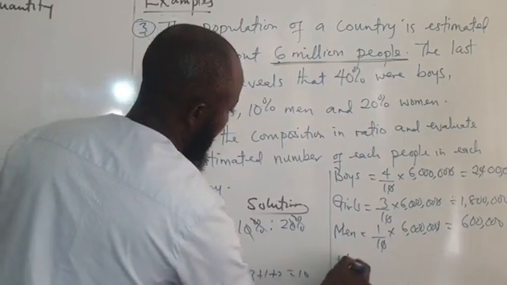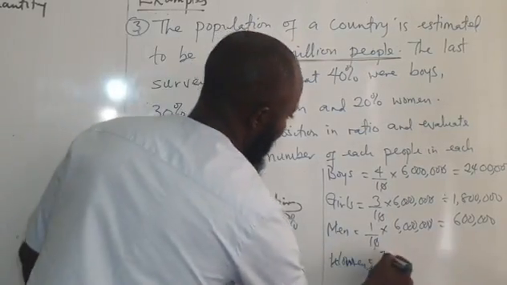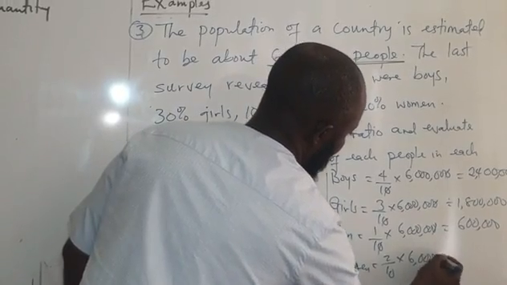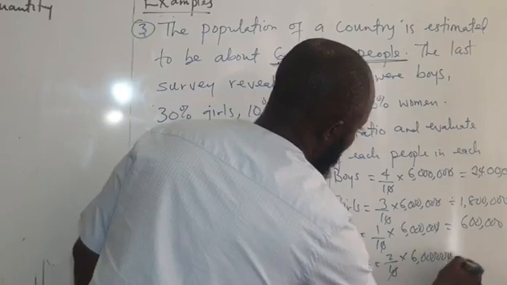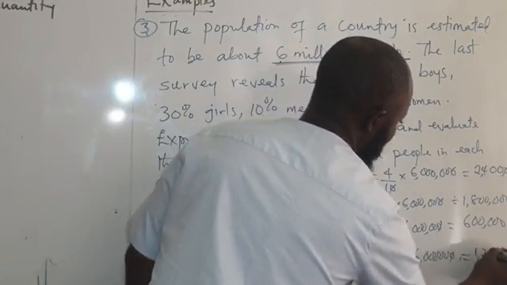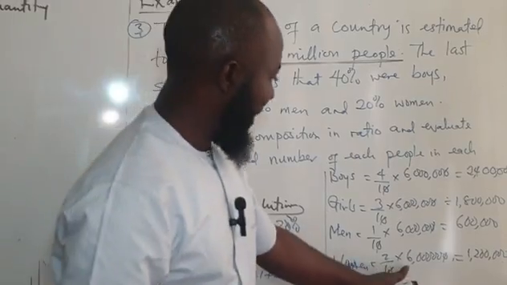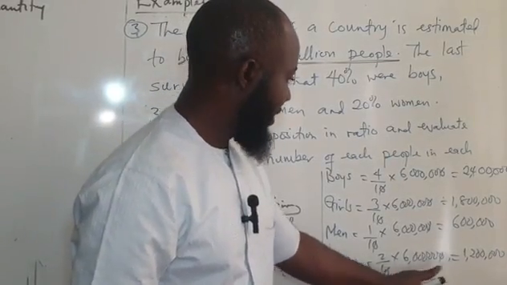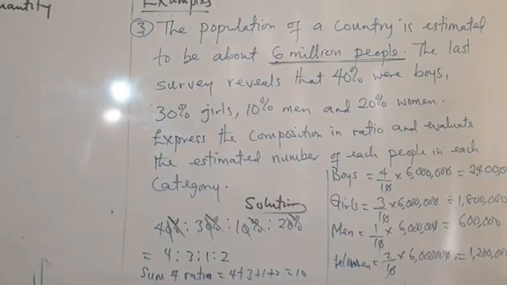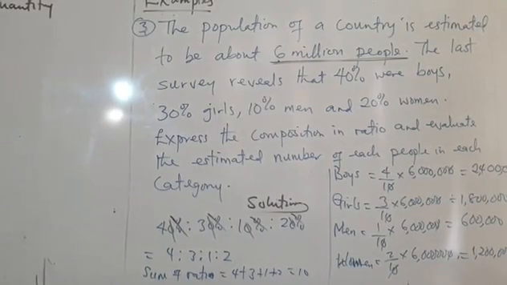Then women. In this case, women will be what? 2 out of 10 multiplied by 6 million. Right? So 0 cancels 0. So this will give us what? 1.2 million. I hope this is clear. So 2 multiplied by 6 gives 12. Then we have 5 zeros left. So that's 1.2 million. So that is that on ratio. That's the end of ratio for this class.